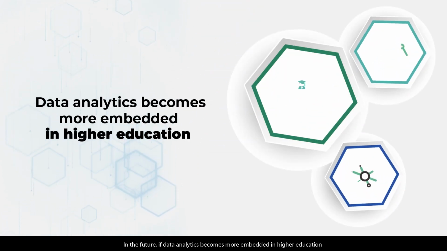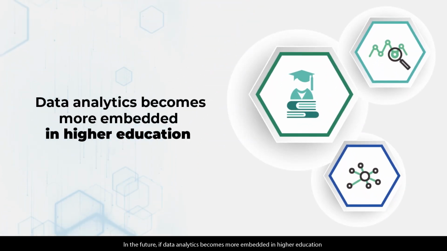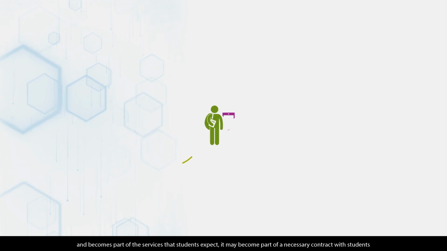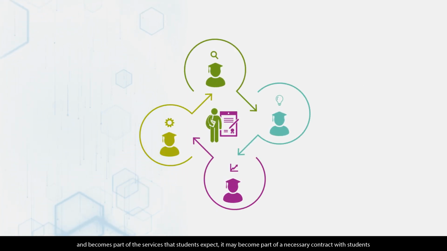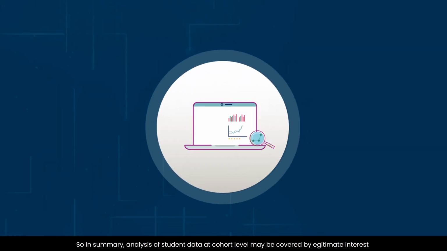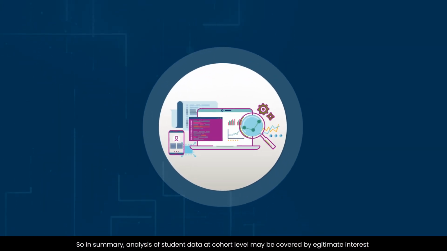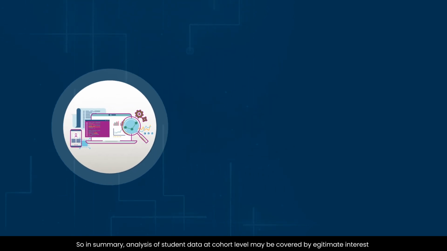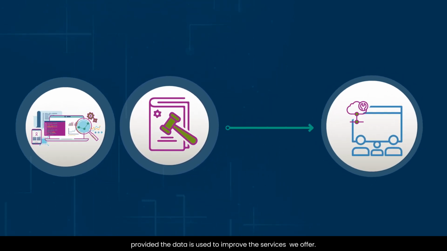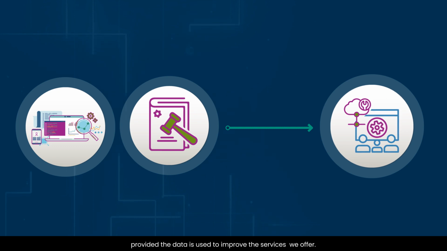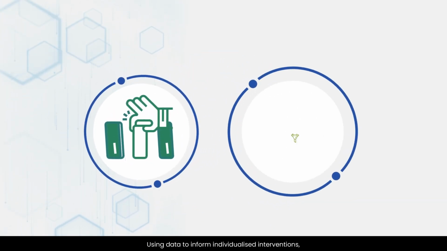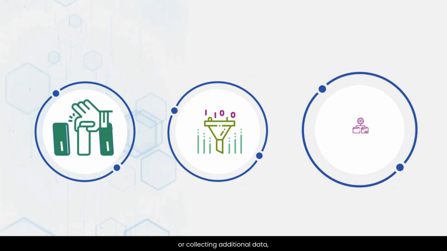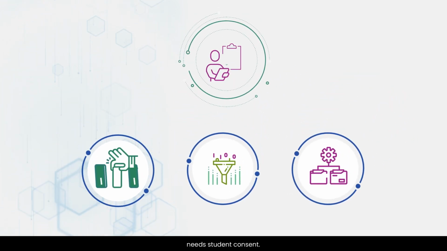In the future, if data analytics becomes more embedded in higher education and becomes part of the services that students expect, it may become part of a necessary contract with students. So in summary, analysis of student data at cohort level may be covered by legitimate interest, provided the data is used to improve the services we offer. Using data to inform individualised interventions, using special category data, or collecting additional data needs student consent.